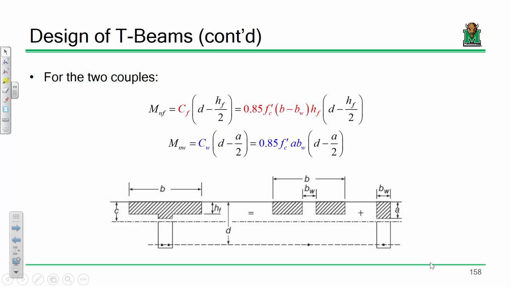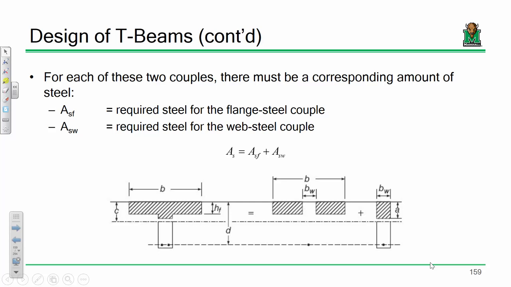Look at that expression for MNF: 0.85 FC prime, that's the capacity of concrete. B and BW are the width of your flanges, H sub F is the thickness of your flange, D minus HF over 2. Nothing in there has anything to do with how much steel we put into it. The only thing that's halfway related is the term D, and all D tells us is where we're putting it. We tend to know where we're putting it, it's just a matter of how much. The MNW, however, is related to the amount of steel. So for each of those couples, we'll solve for how much steel we need, add them up, and pick a steel pattern accordingly.